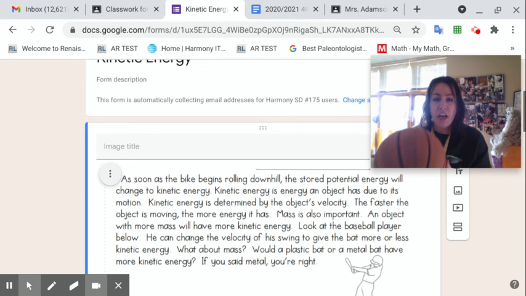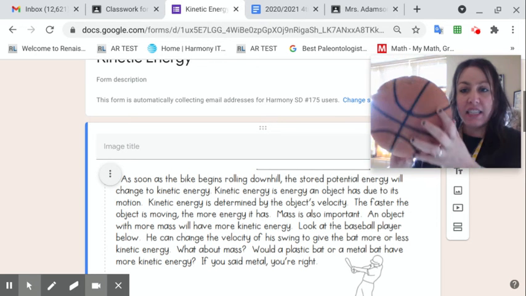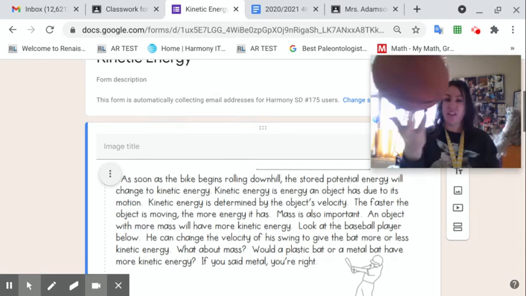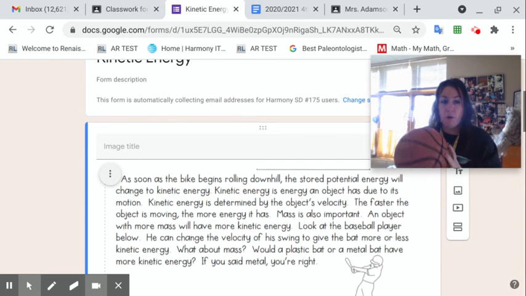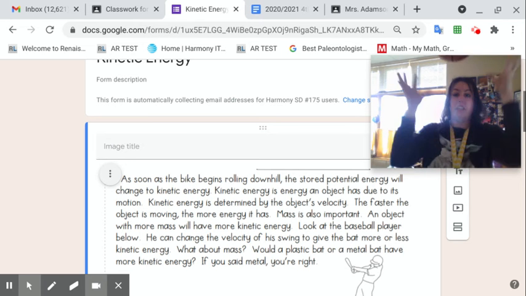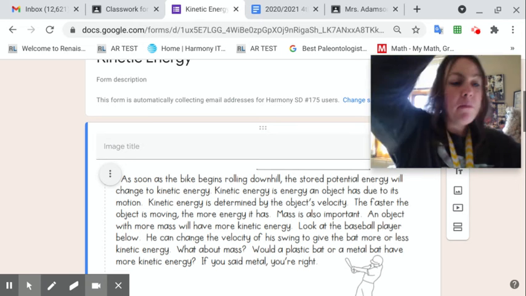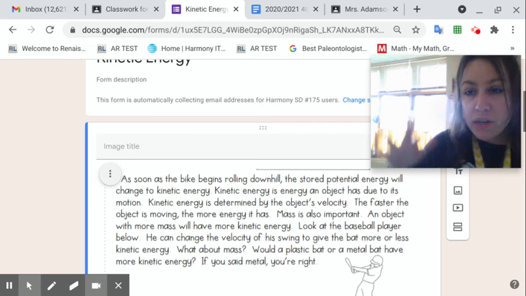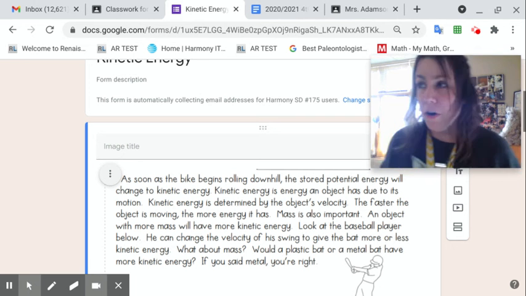So, kinetic energy is when that stored object is now moving, okay? That object is moving, all right? So, it could be me throwing this, it could be me tossing it up, it could be me throwing it around, okay? So, now we're going to explore kinetic energy a little bit more.